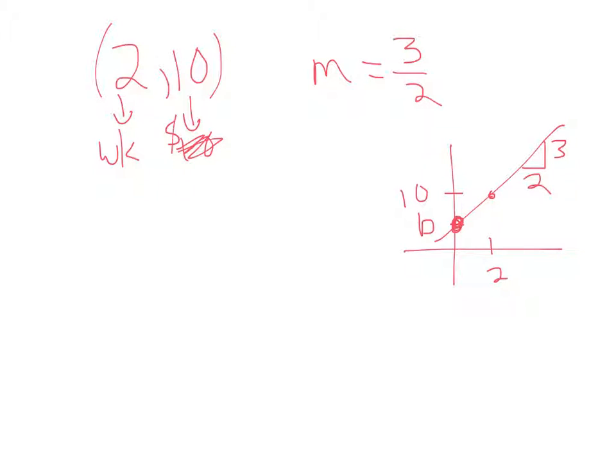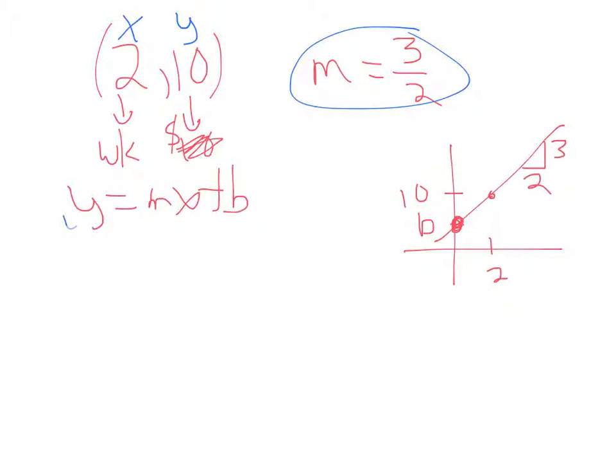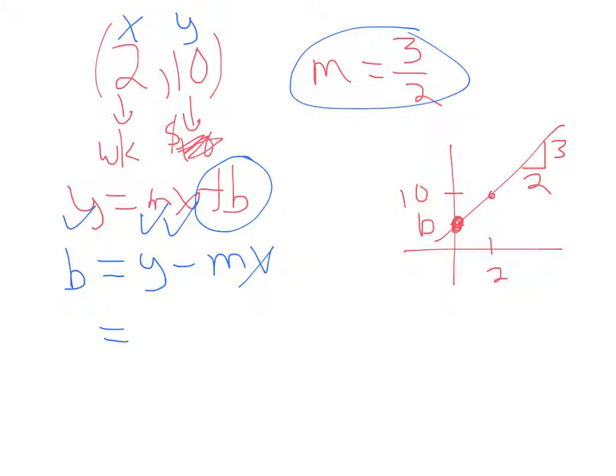So let's see. I start by writing my equation of the line, y equals mx plus b, and I look at all the information I have. That's an x value there, that's a y value there, and that's a slope there. So I have y, I have m, I have an x value, I can figure out b. B's an unknown. If I rearrange this formula, I can get b equals y minus m times x. So I've rearranged and isolated for b.